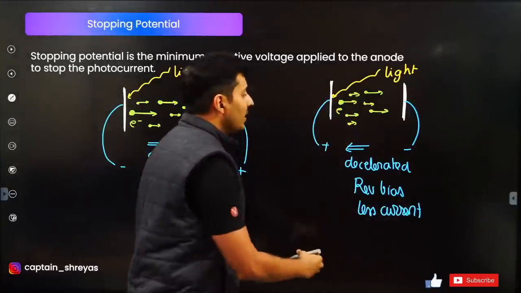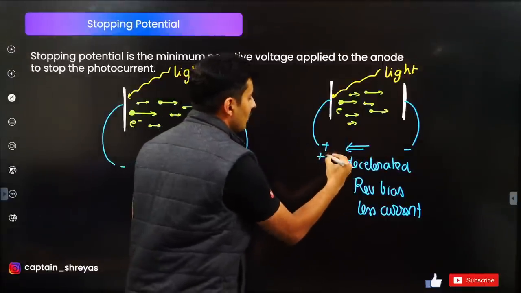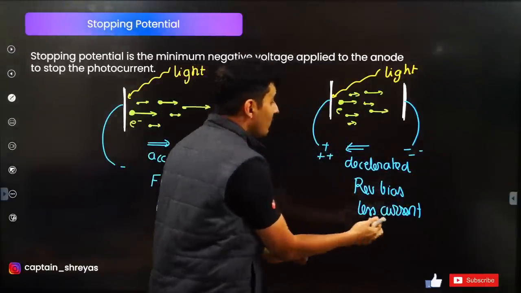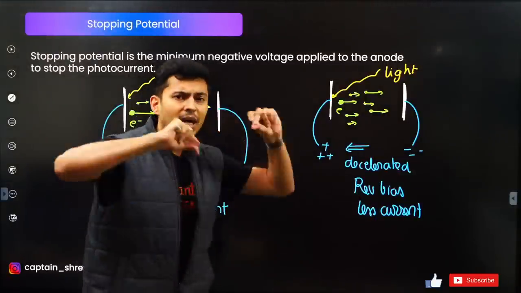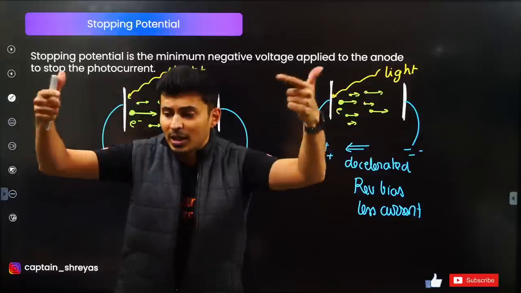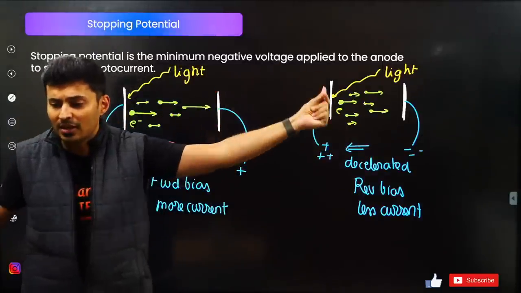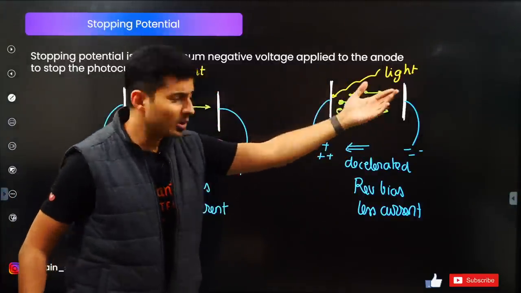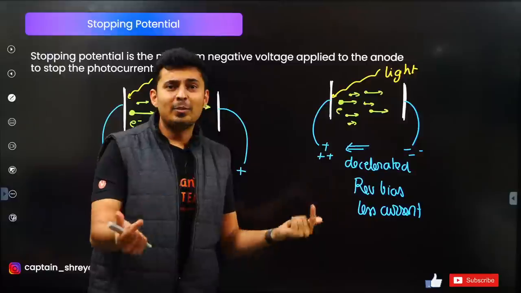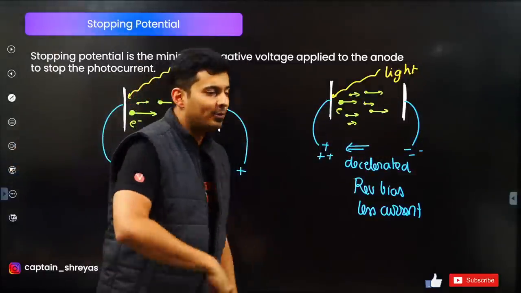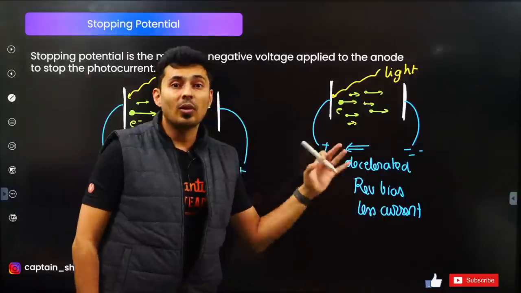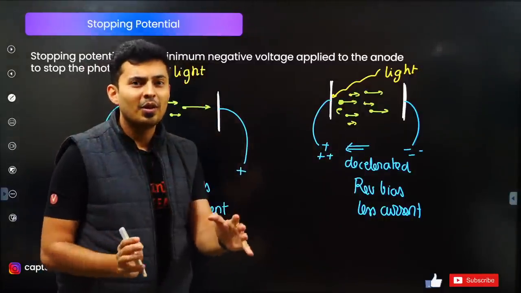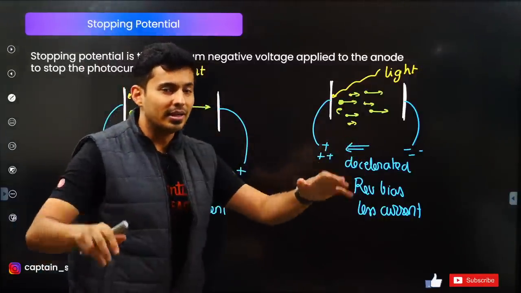And what will happen if you increase the voltage? If you make it more negative, it will be further decelerated, further reverse bias, further less current until it becomes zero. Prem Kumar Siva agrees with me. Yes, demotivation faced in real life. So until it becomes zero, it's like stop. That's it. Enough, done. I'm going to throw my books and I'm not going to study at all. So there is no current flowing after a point. So what have you done? You have stopped the current.